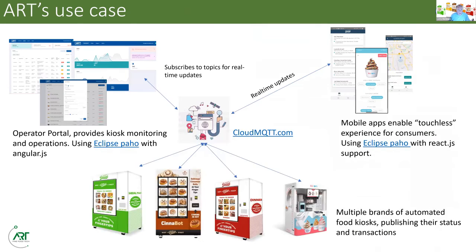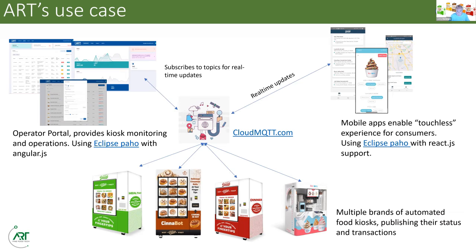So the money slide here, when we get right down to it, is how ART is using MQTT in our system. I understand this is a busy slide, so I'm just pointing out a few things. Our kiosks are shown at the bottom. There's a variety of brands of those kiosks. They all publish and subscribe to various MQTT topics. We are using Cloud MQTT, again a separate service, very inexpensive, very reliable. So all communication goes through that broker.